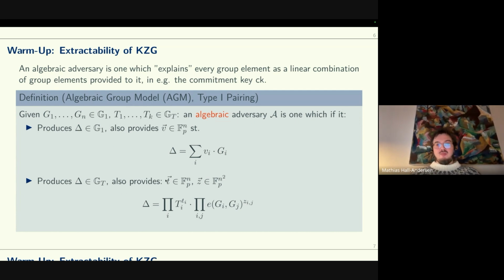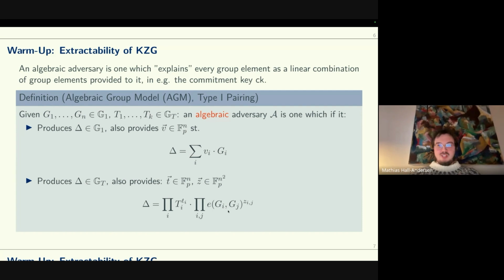So in this case, he provides a set of scalars that he combines the target group elements with, and he can also provide a set of scalars for the pairings between source group elements.